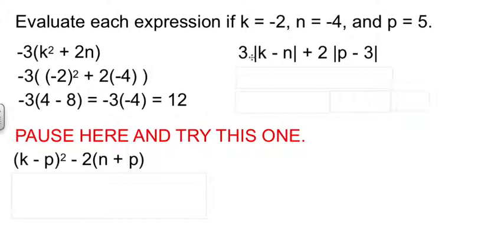Let's try another one. 3 times the absolute value, hopefully you remember these guys, absolute value bars, of k minus n, plus 2 times the absolute value of p minus 3. Well, again, first thing we need to do is plug in the values. So substituting the numbers in, not that bad.